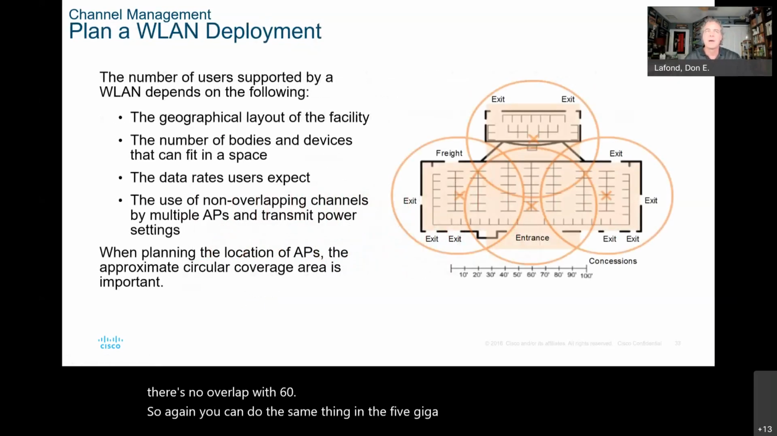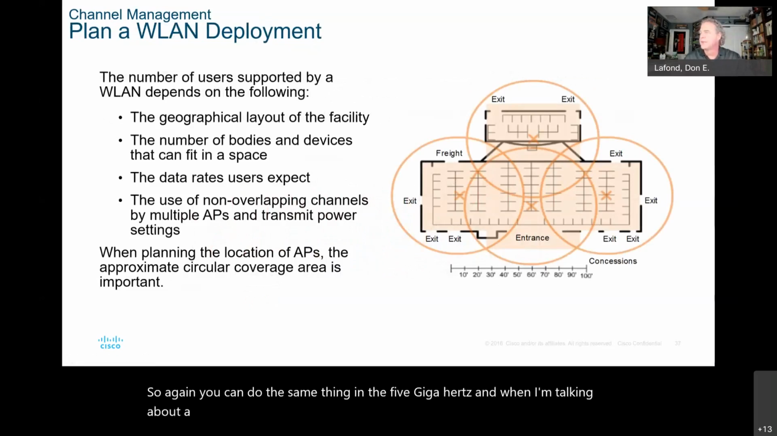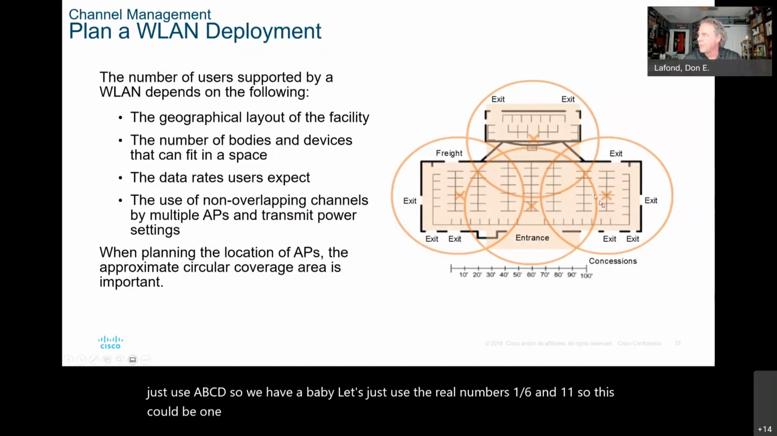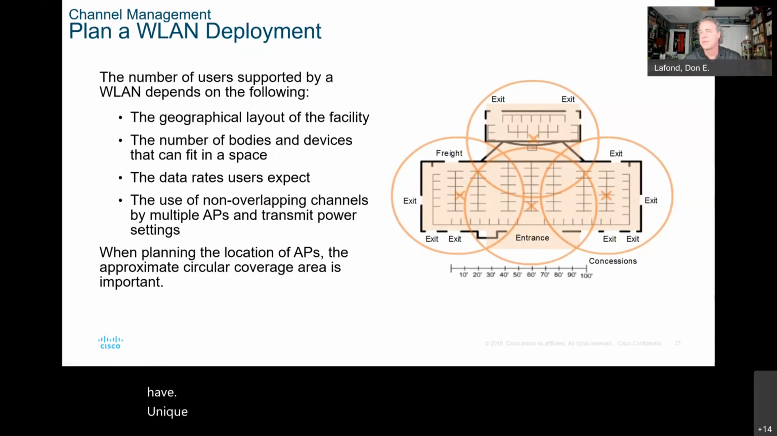And when I'm talking about a deployment, this is an example of a deployment. Note that even if we just use A, B, C, D, so we have A, B, let's just use the real numbers, 1, 6, and 11. So this could be 1, 6, 11, and then 1 again. And then these two don't overlap. So you would have unique unoverlapped transmission of your network. So if possible, this is what you're aiming for.